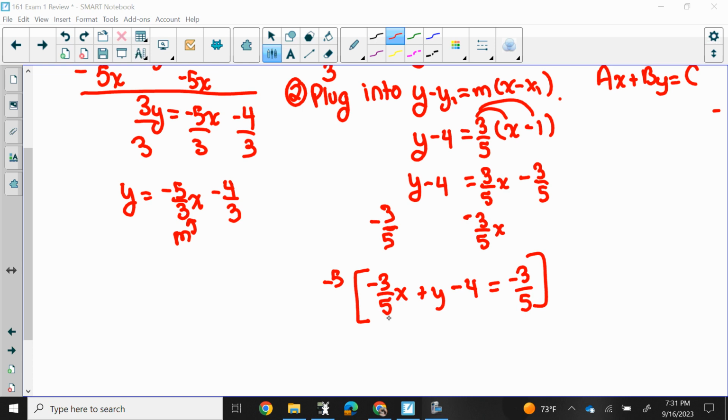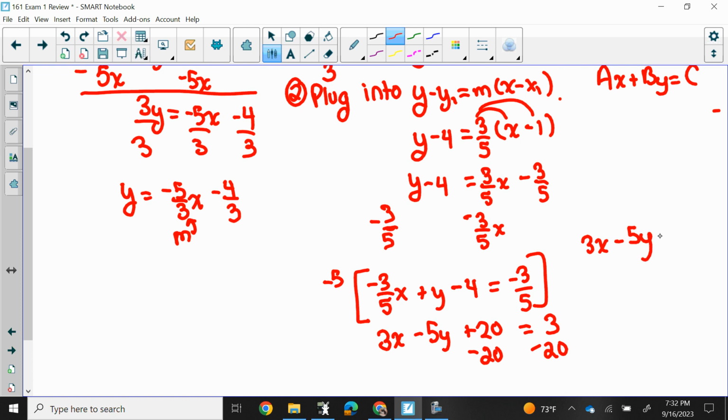So -3/5 times -5 is just 3x. And then that's minus 5y. That's plus 20 equals 3. Okay, so then I'm going to go ahead and subtract 20 and I get 3x minus 5y equals negative 17. Okay? So that's that in standard form.